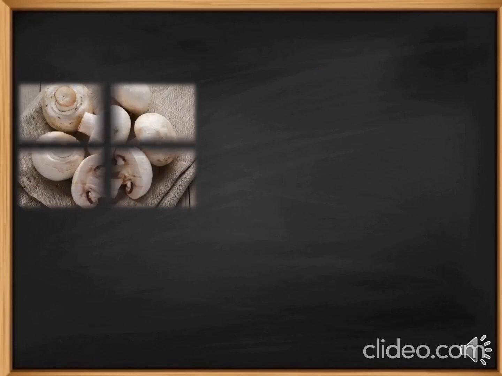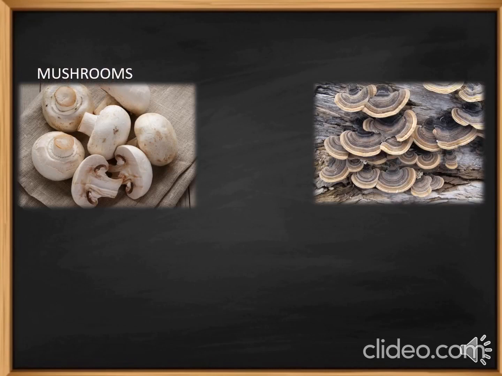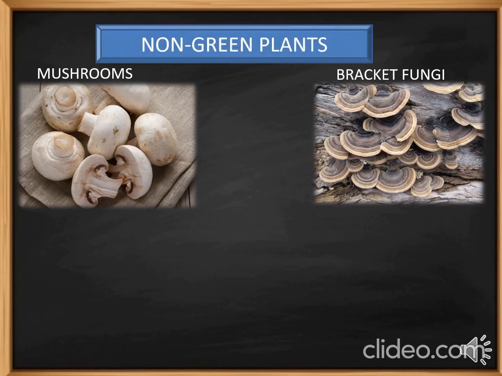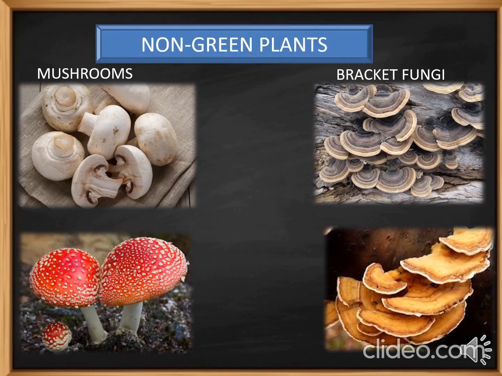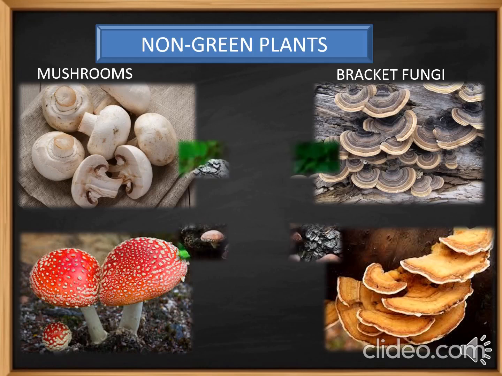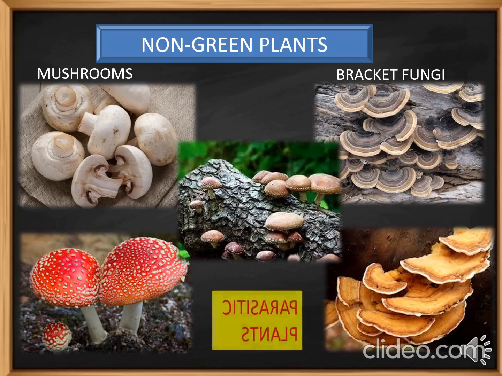Children, do you recognize what this is? Or have you seen this in the rainy season at the base of the tree? They are mushrooms and bracket fungi. These are non-green plants. They are non-green because they do not have any chlorophyll, which gives green color to plants. These plants usually absorb food from other plants or dead material. So, they are also called parasitic plants. Do you know, children?